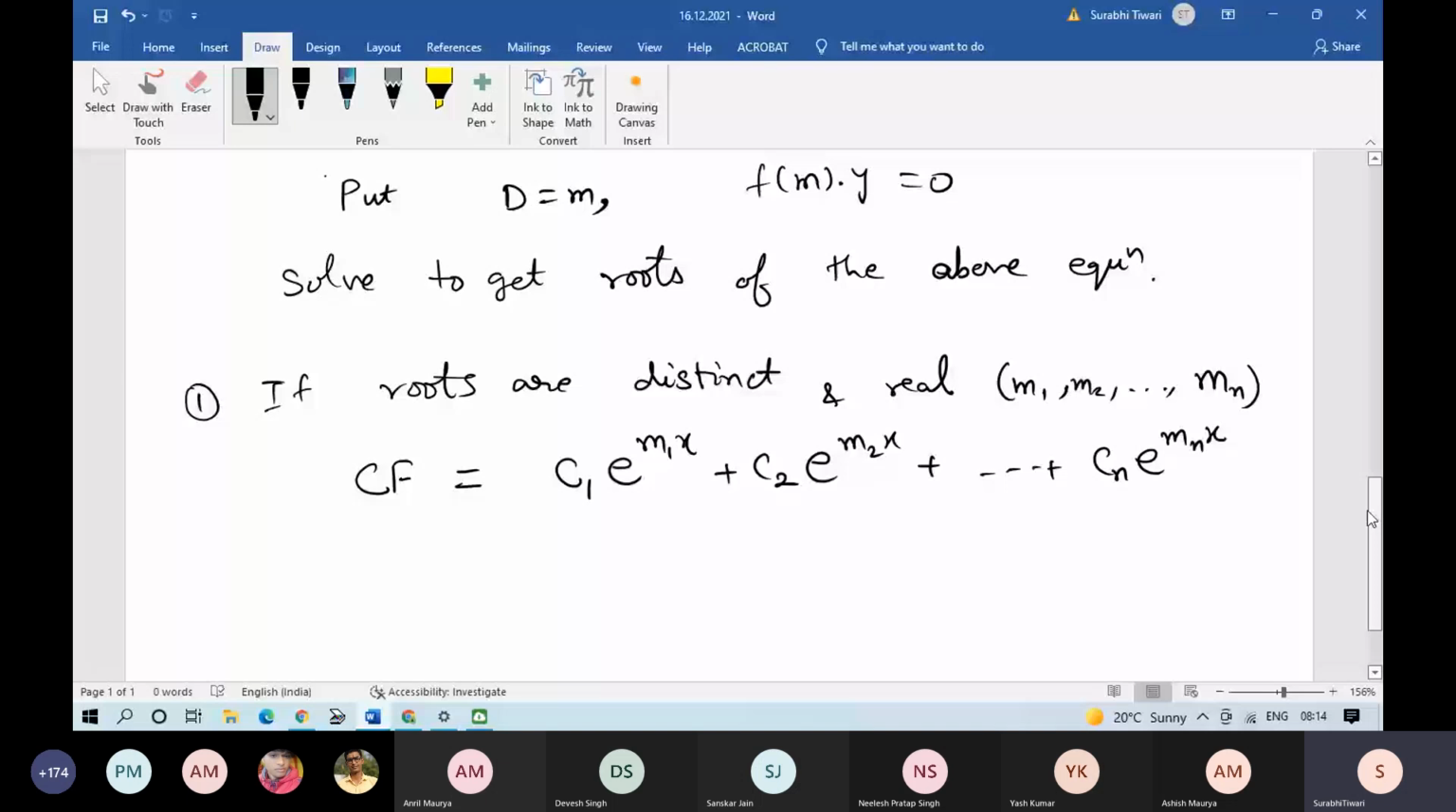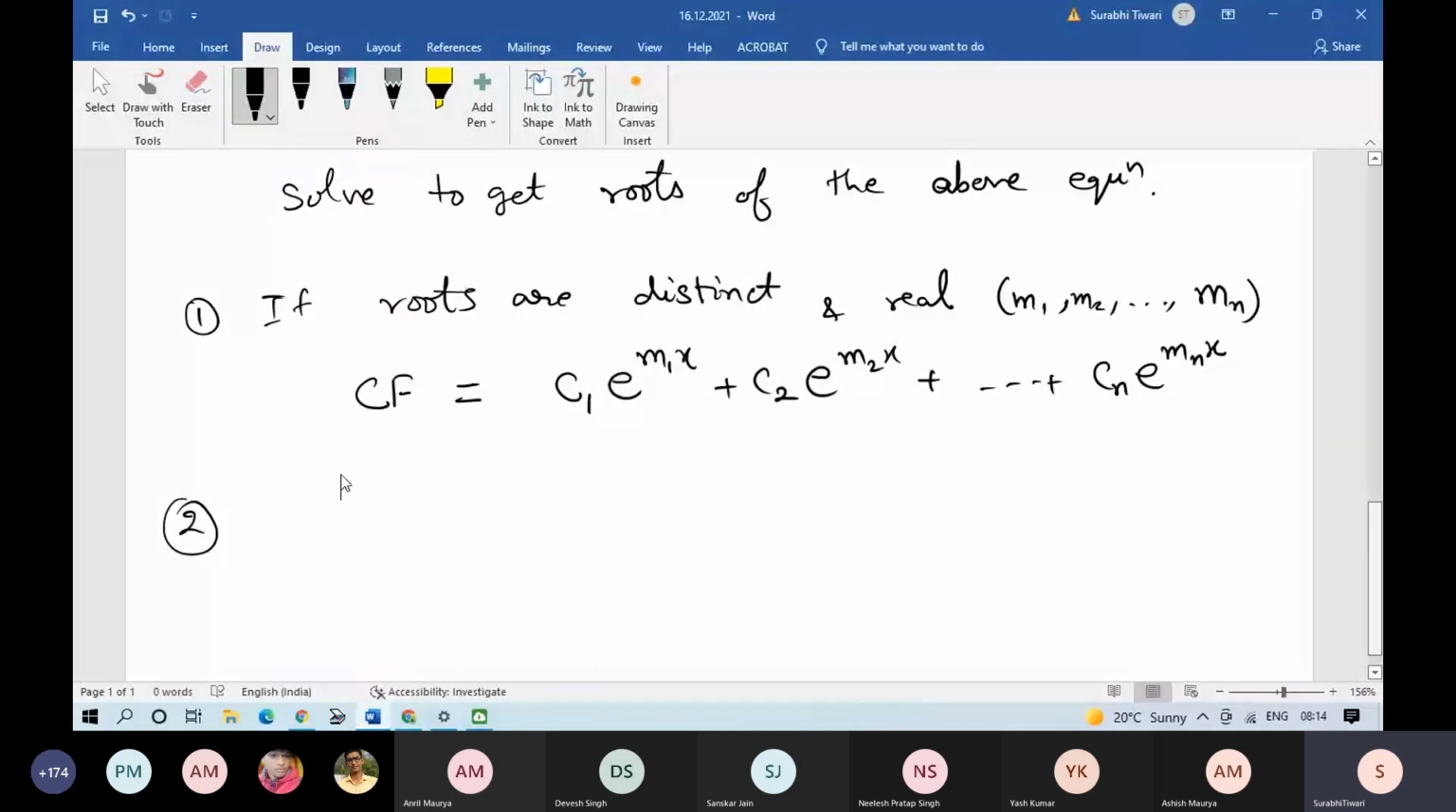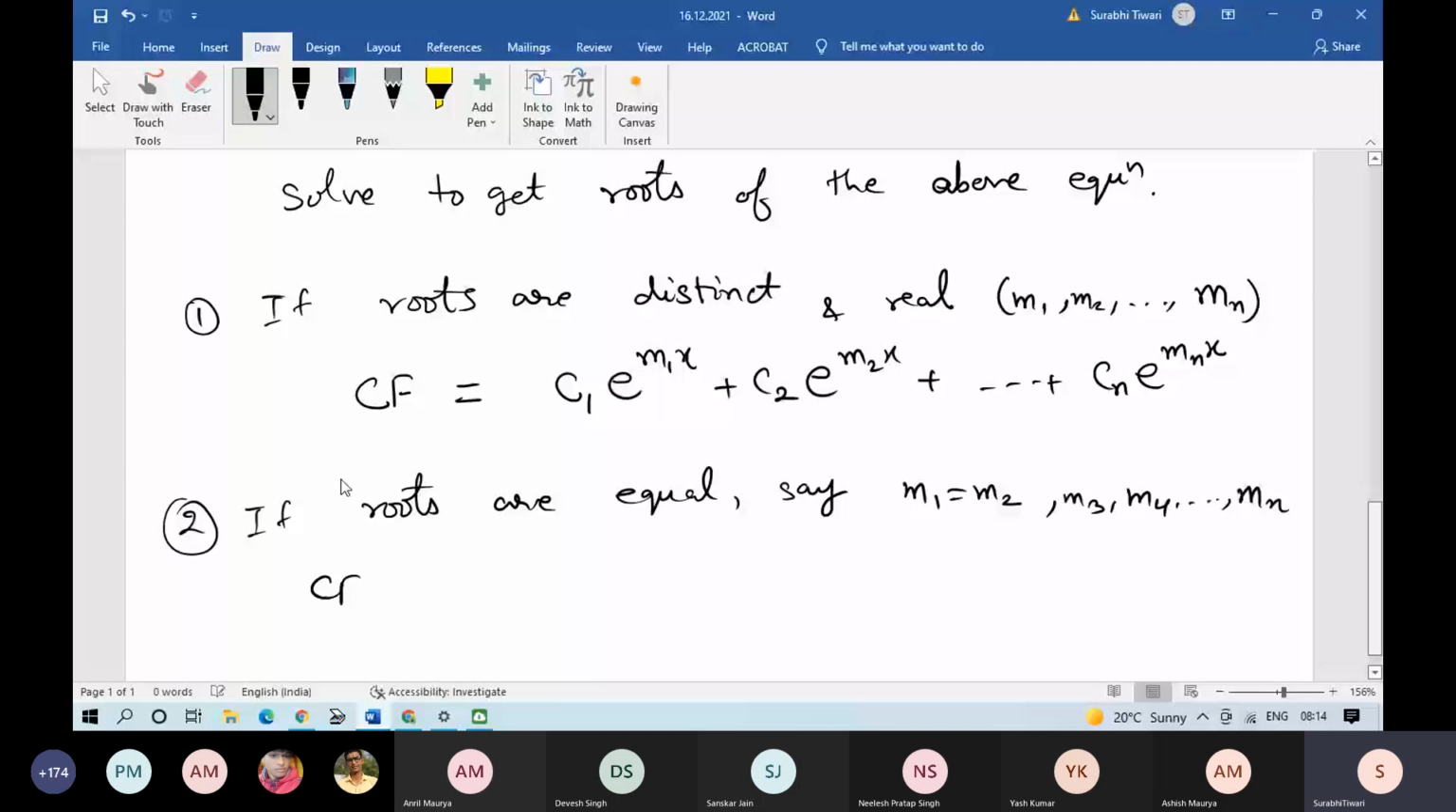Now second, if any two roots are equal, say m1 and m2 are equal and the rest are all distinct, then what will the complementary function be? This will be (c1 + c2 x) e^(m1 x) + c3 e^(m3 x), the rest will go on the same way, and so on plus cn e^(mn x).